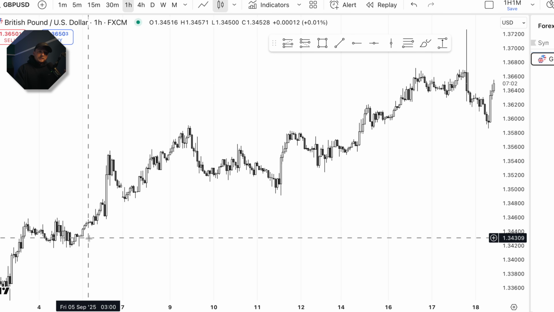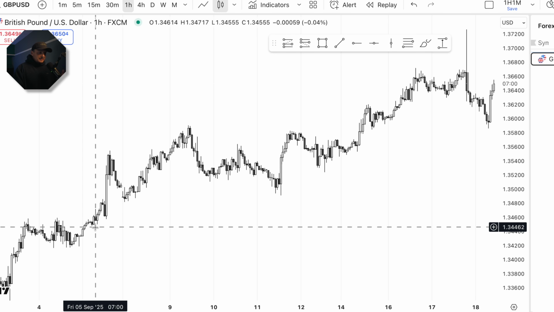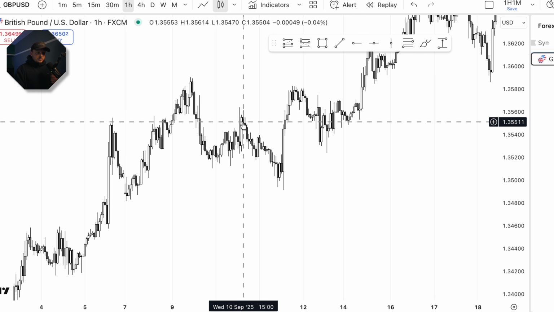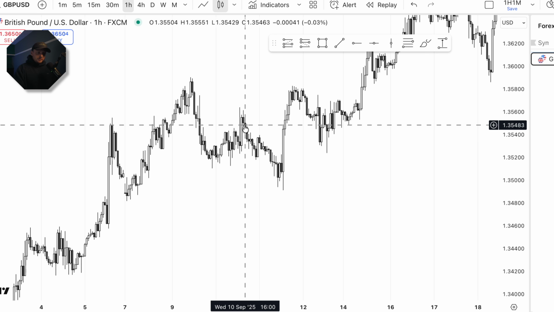So if we look on the hourly chart here, we can see how many consecutive candles we have. So when one candle closes bullish and then the next candle also closes bullish, and then vice versa for sells. So one candle closes bearish, we expect the next candle to also continue bearish.